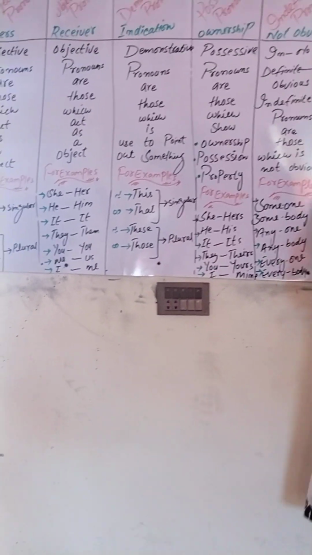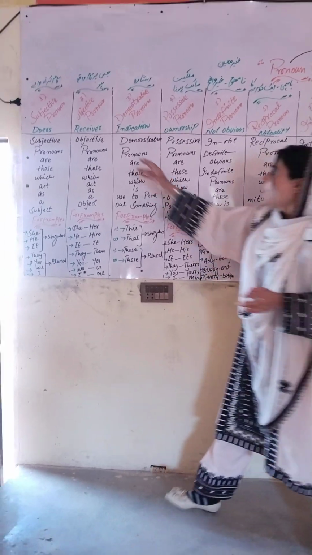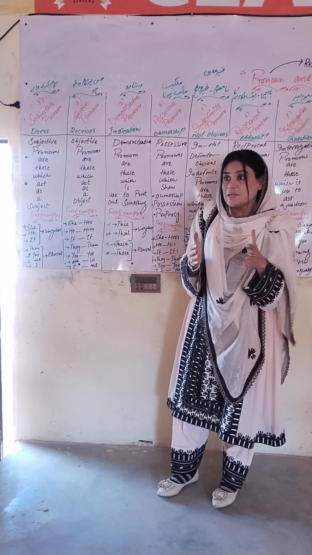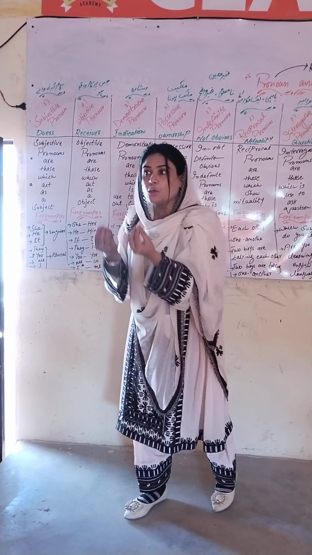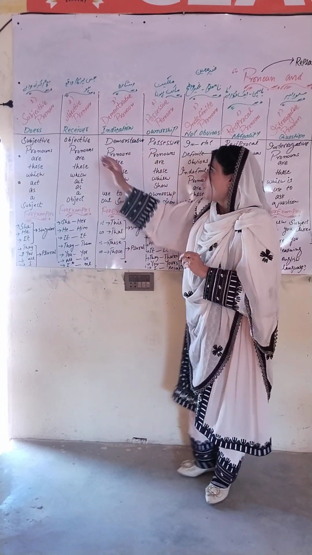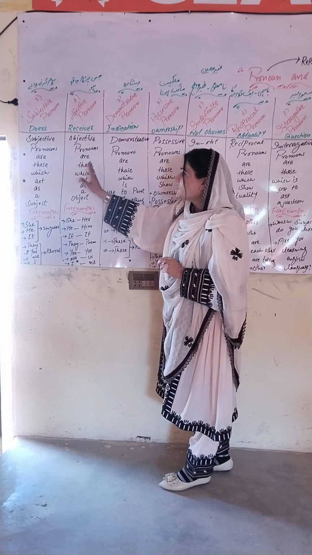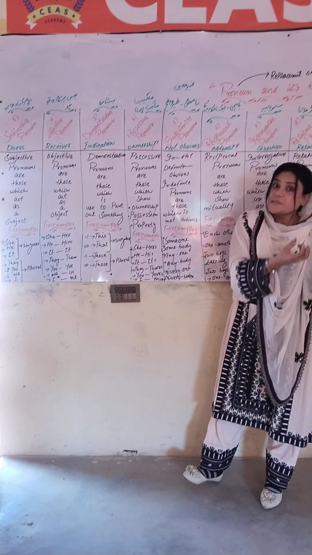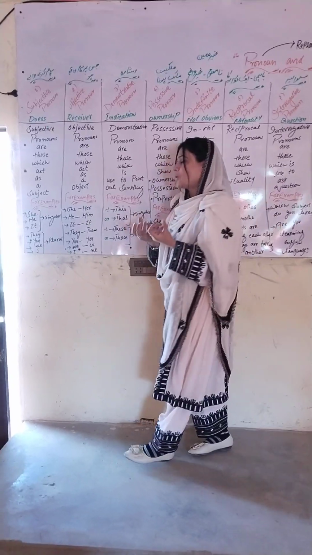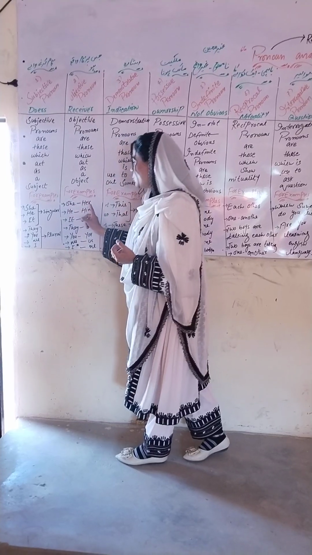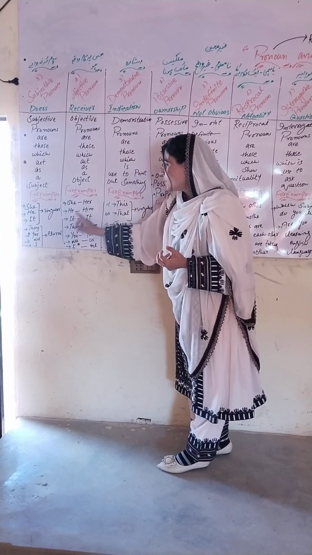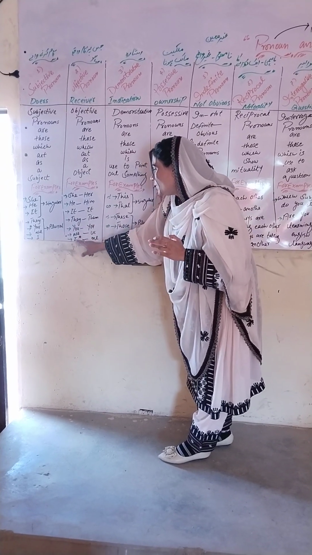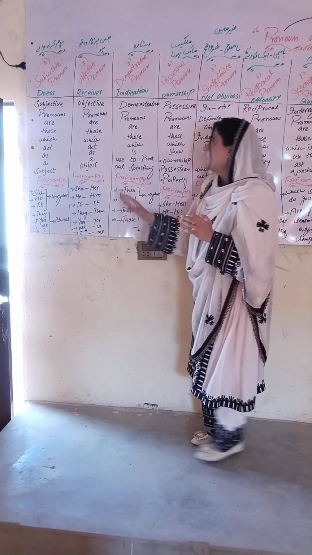Second is the objective pronoun. What does objective mean? Objective means a receiver. For example, someone is receiving your action. Objective pronouns are those which act as an object, the receiver of your actions. She changes into her, he into him, it into it, they into them, you into you, we into us, I into me.